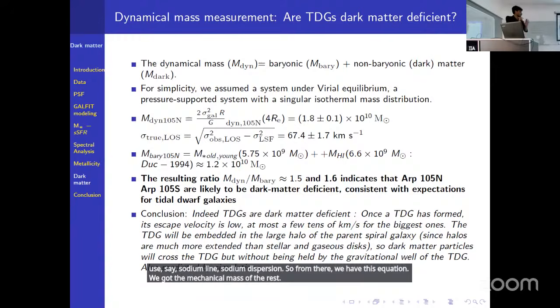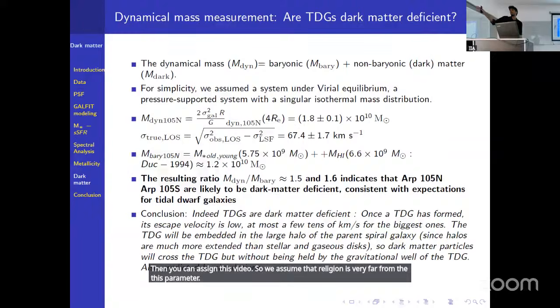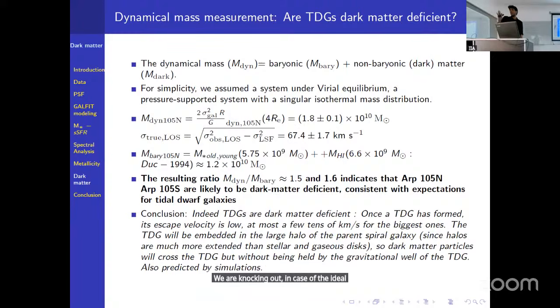Yes, I think it will apply, but if it is kinematically decoupled, then you can apply this velocity, else not. So we assume that it is very far from the parent galaxy, and they are in equilibrium. They are not interacting with their parent galaxy. So they are kinematically decoupled, and then you can apply the velocity.